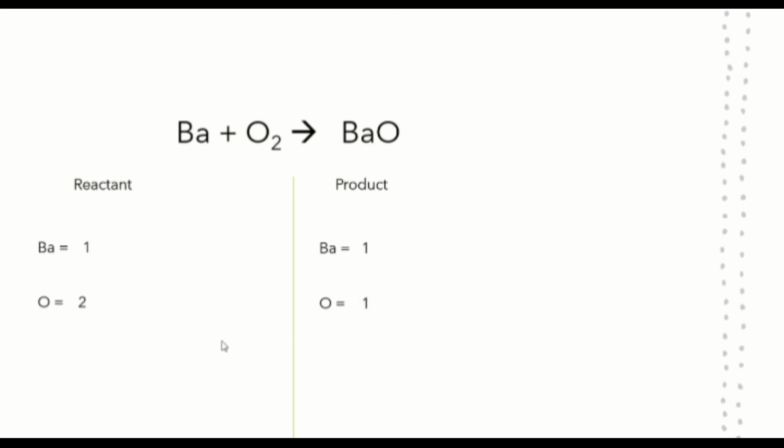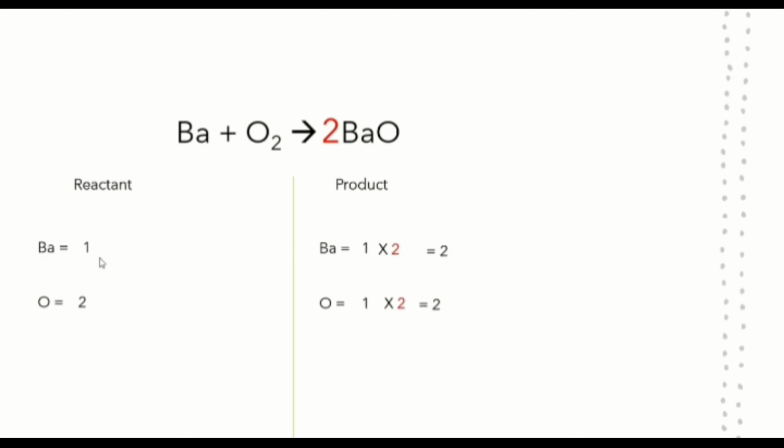Now, let us analyze if the equation is already balanced. We have the same number of barium before and after the reaction, 1. Oxygen, 2 for the reactant, and then 1 for the product. So, it means that the equation is not yet balanced. Since we are lacking on the product side, we will place coefficient 2 on the barium oxide part. Now, when you place 2 here, automatically all of the elements here will be multiplied by 2. So, for barium, that is 1 times 2, the answer is 2. And then oxygen, 1 times 2, still the answer is 2.